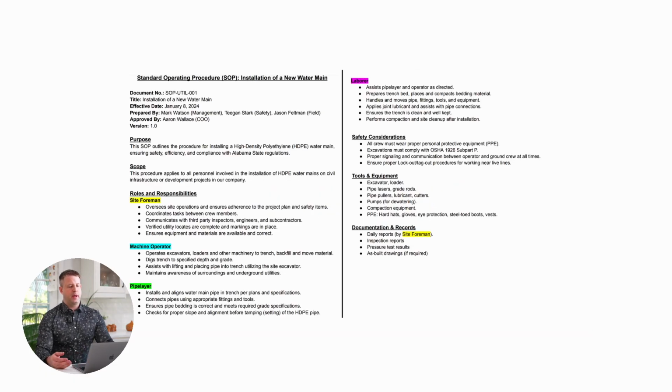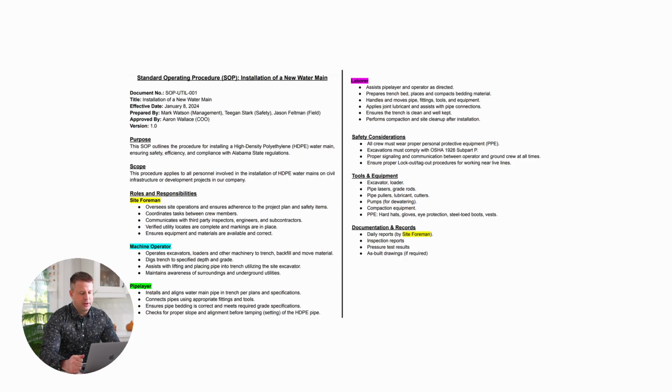Okay, so here's 2 pages of an SOP. Again, it's not the complete SOP. It would likely be a lot more extensive than this, but let's notice a few things here. So we have the document number at the top, the title, effective date, who it was prepared by, who approved it, what version it's on. Then we have the purpose. So this SOP outlines the procedure for installing a high-density polyethylene HDPE water main, ensuring safety, efficiency, and compliance with Alabama state regulations. So that's the overall purpose of it.